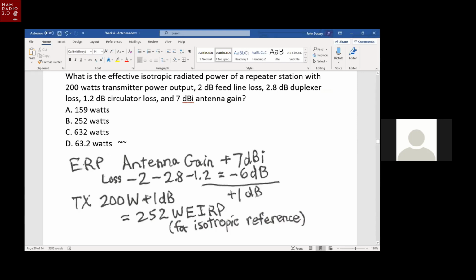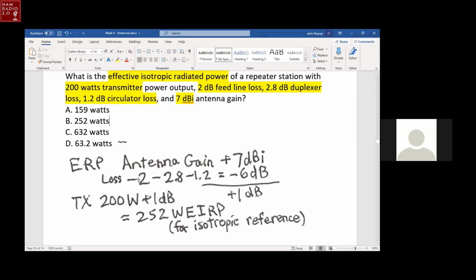What's the effective isotropic radiated power, EIRP, this time? So you got to watch what it's asking. Of a repeater, 200 watt transmitter. Okay. Losses, 2 dB loss, 2.8 duplexer, 1.2 circulator loss, and a 7 dBi antenna gain. So here the antenna gain is given to us as relative to isotropic. So what do we do with this? To calculate the ERP, it's antenna gain plus 7 relative to isotropic.